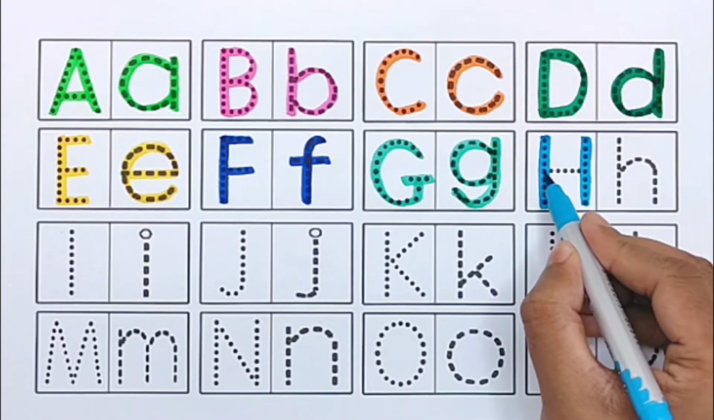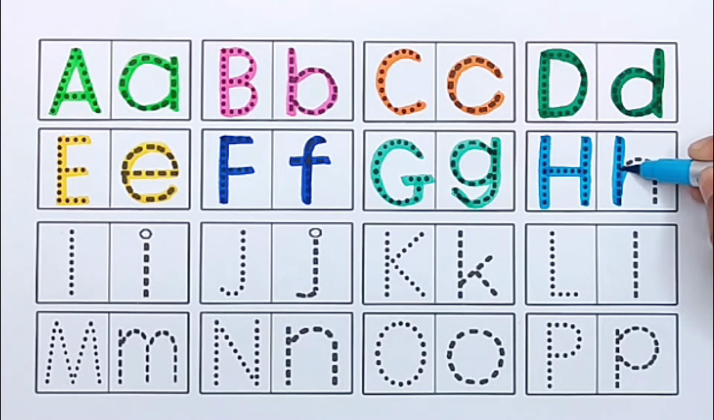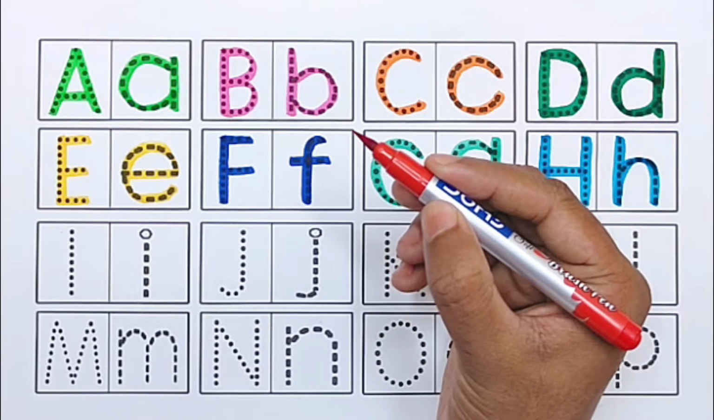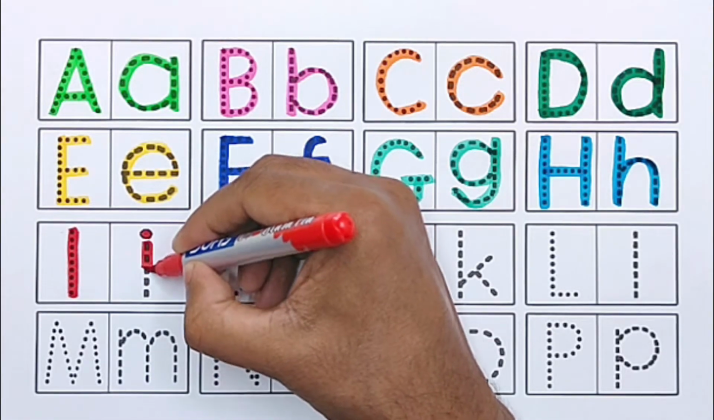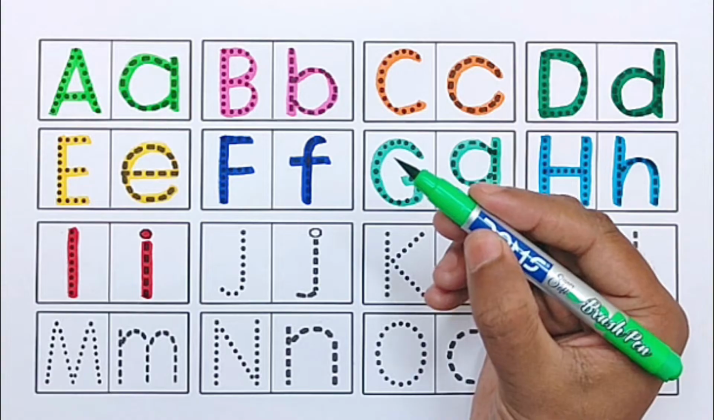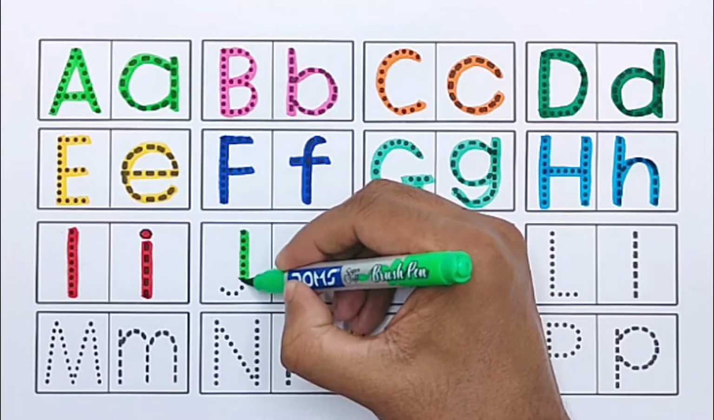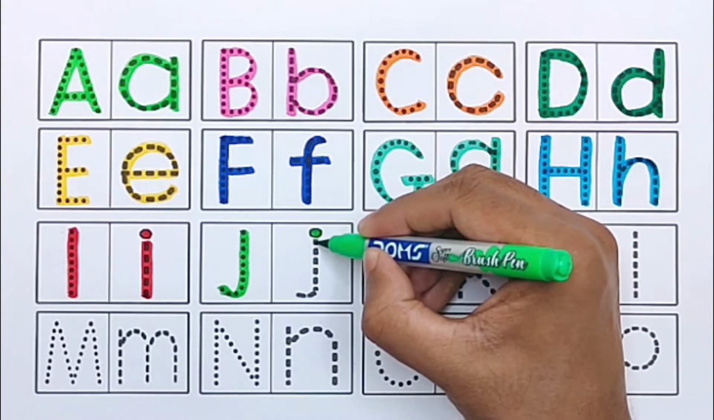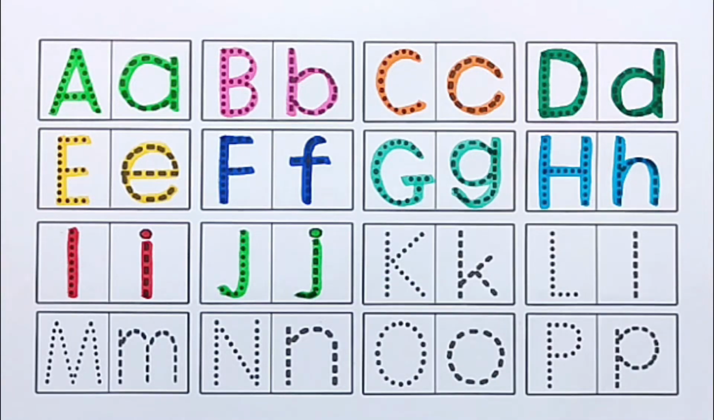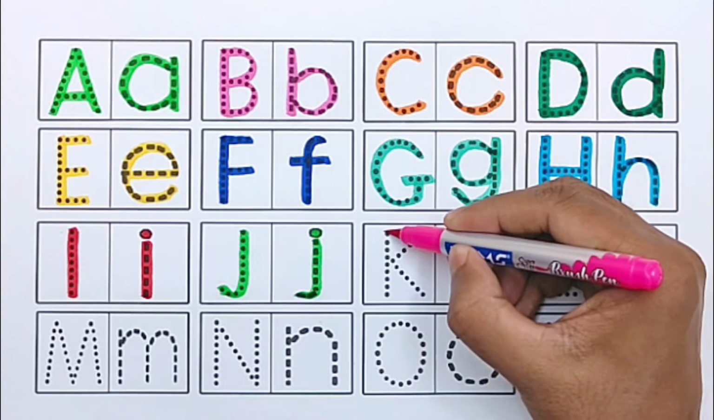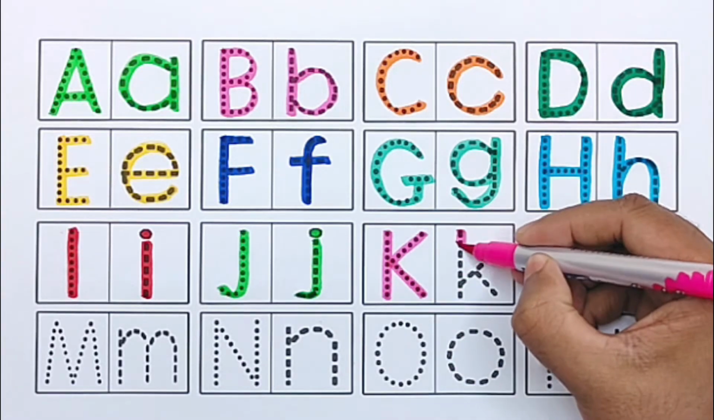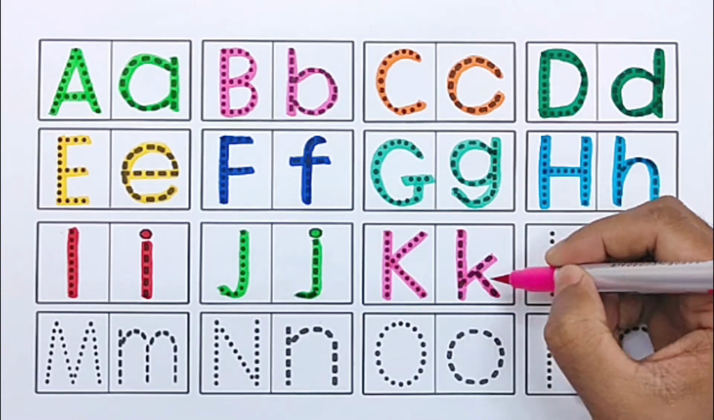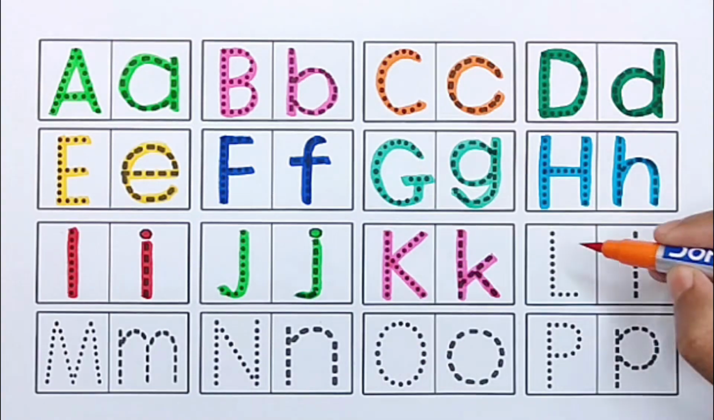H for hand. H for heart. Red color. I for ice cream. Light green color. J for juice. Pink color. K for kite. K for kiwi. Orange color.